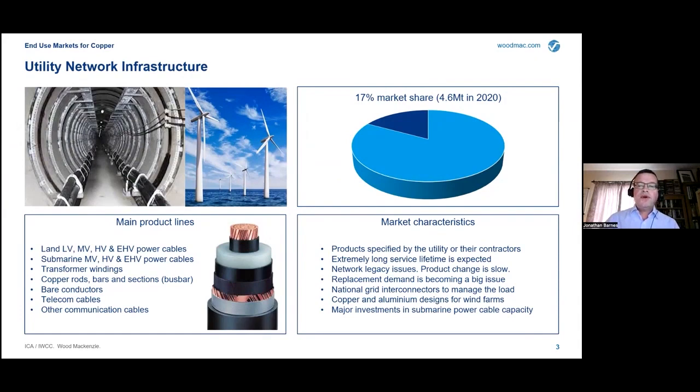For wind farms, it's really a choice of using copper or aluminium power cables, but the desire to move to wind power really means that we're seeing a lot of grid interconnector projects between countries, particularly in Europe, because if you're being more reliant on wind, you need these grid interconnectors to manage the load in the power network. What this has meant over the past few years, we've seen major investments in submarine power cable capacity by the major power cable manufacturers. And this has really been happening around the world.